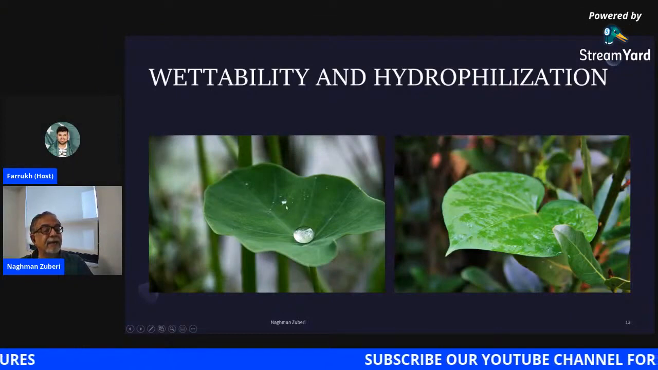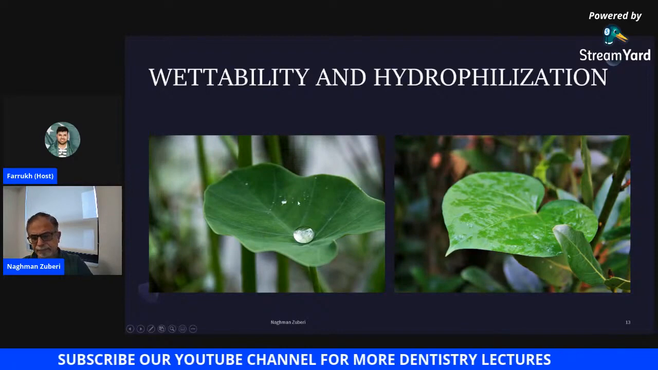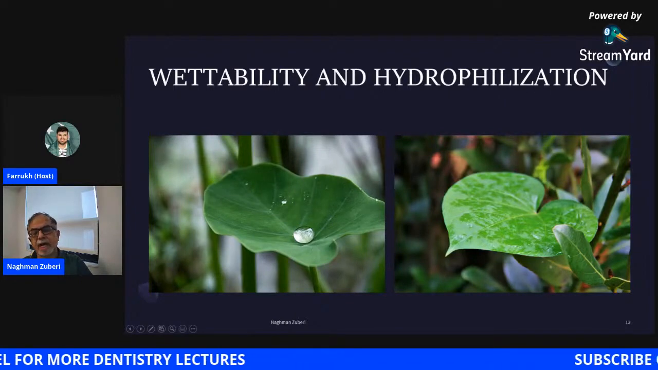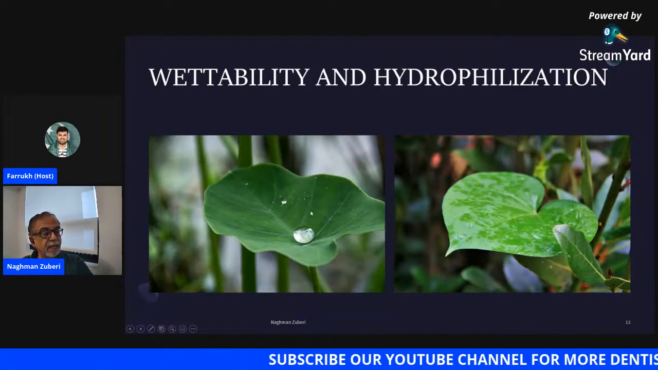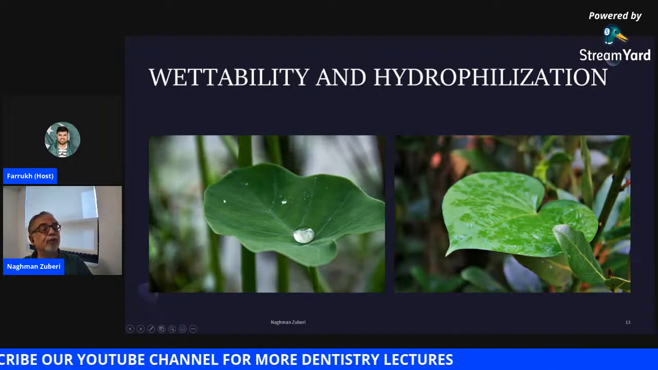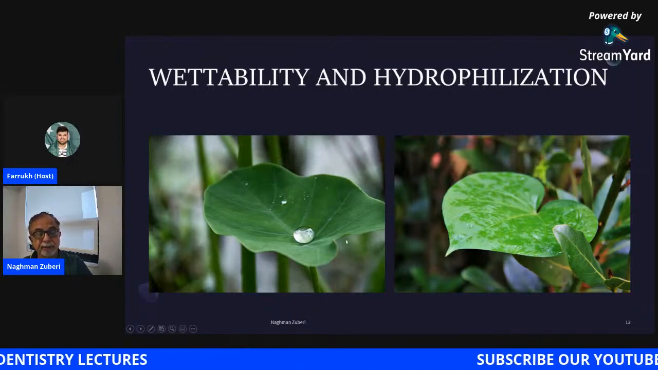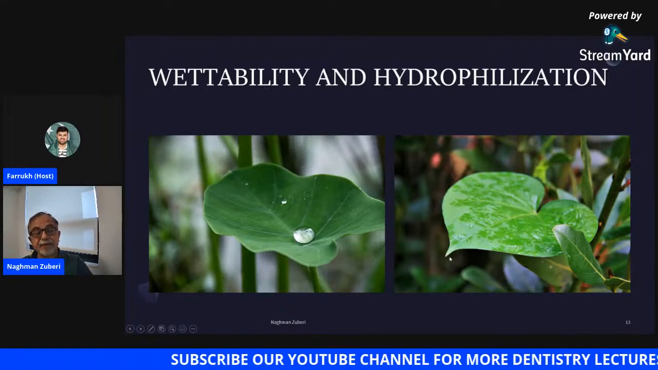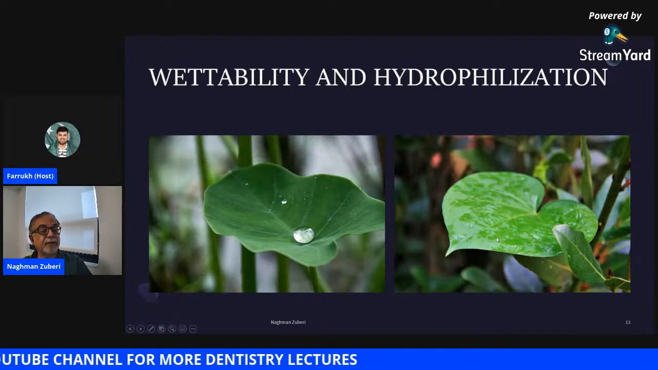For an example from our daily life, take these two blades of leaves, which are exposed to a similar amount of rain for a similar time period. But over here, the surface energy is very low, and that is why the water is not able to wet this leaf of the tree or plant. But over here, the surface energy is very high, so water has made it wet. Wettability was good.